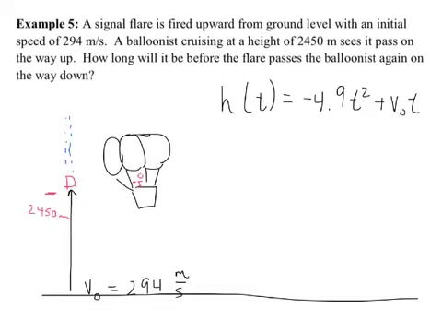So why don't we set the height equal to 2450 and figure out what the time is to get here. So set this height equal to 2450, because that's what we're trying to find. We're trying to find the time when the height is 2450. The V0 is at the bottom, 294. Let's move the 2450 over.